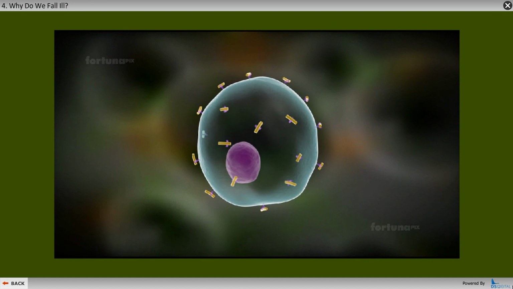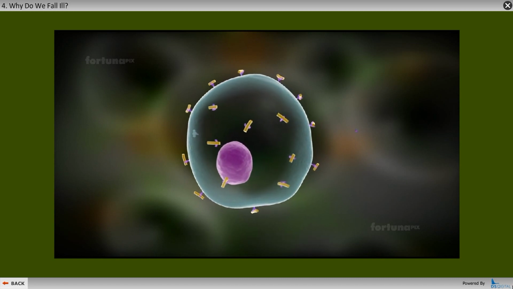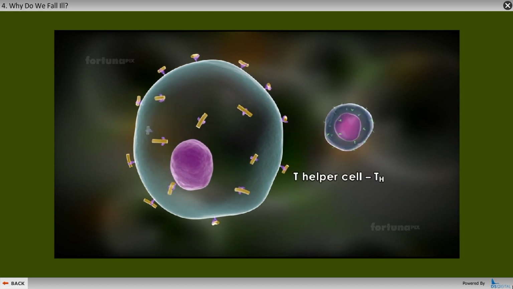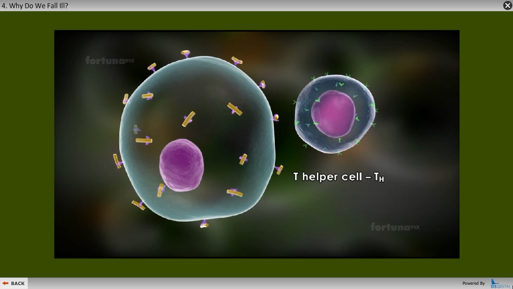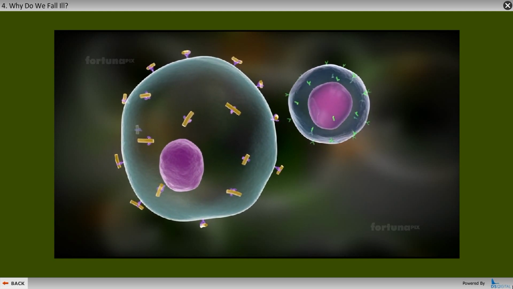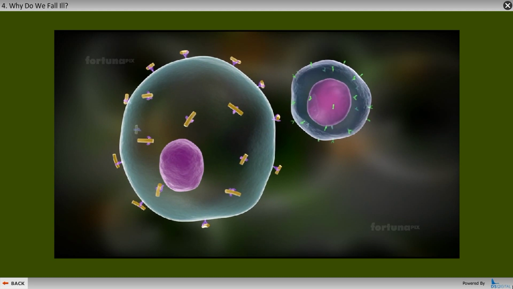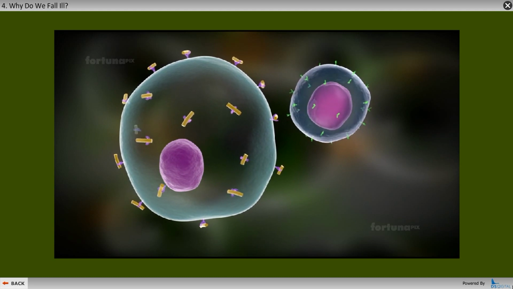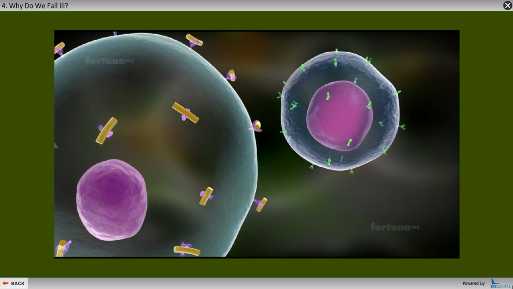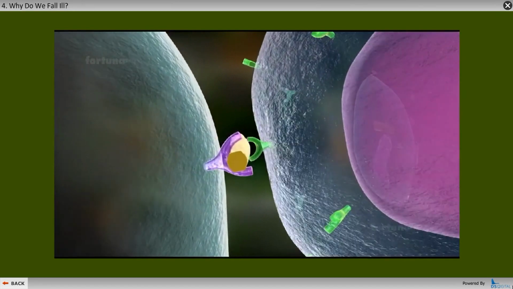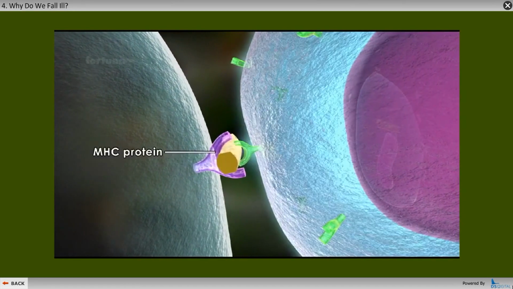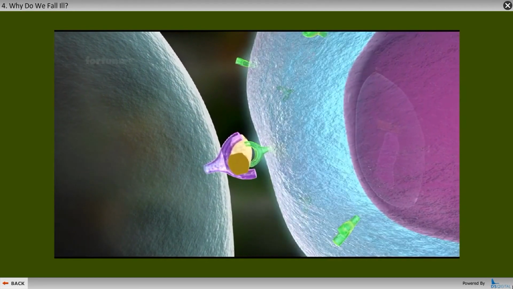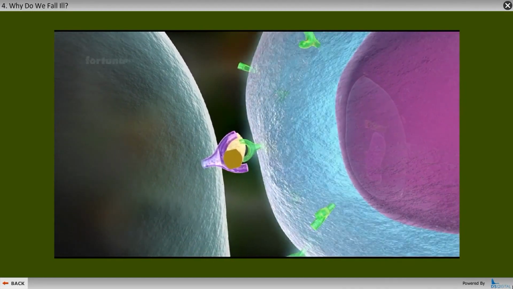Macrophages with antigen fragments on their outer surfaces are referred to as antigen-presenting cells. Another cell, the T helper cell or TH, will recognize the antigen particles on the macrophage and then become activated. The receptors on the TH cell will bind to the MHC protein and the antigen particles present inside it.